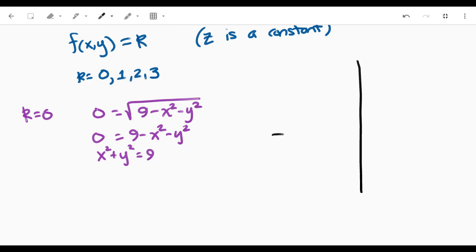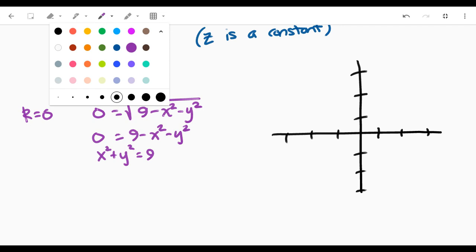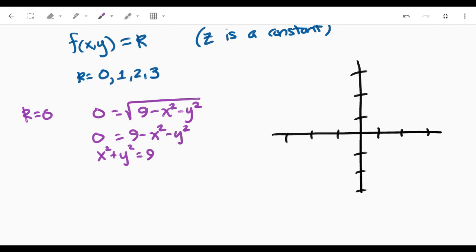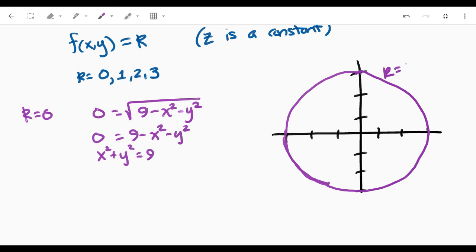Do a nice big graph here. When k equals 0. My scale's off by a little bit, but it should look somewhat circular. And usually you label it. So that'd be your level curve when k equals 0.